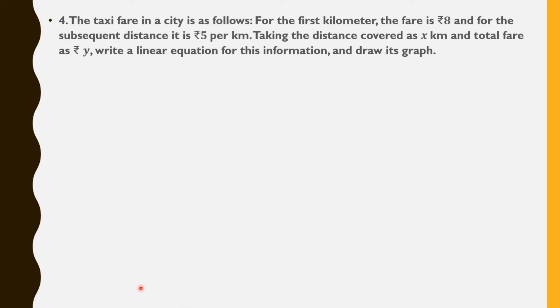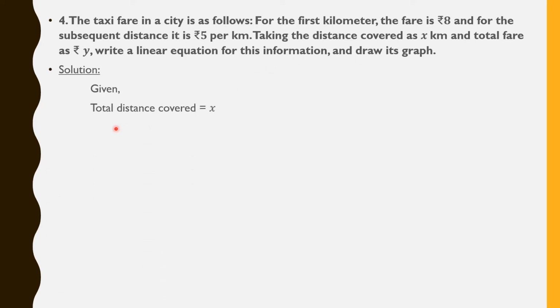Next question. The taxi fare in a city is as follows. For the first kilometer, the fare is rupees 8 and for the subsequent distance, it is rupees 5 per kilometer. That means the fare for the first kilometer is rupees 8 and for the subsequent kilometers, that is 2, 3, 4, no matter how much I travel, it would be rupees 5 per kilometer. Reading the question further, taking the distance covered as x kilometers and the total fare as rupees y, write a linear equation for this information and draw its graph. So the solution is as follows.